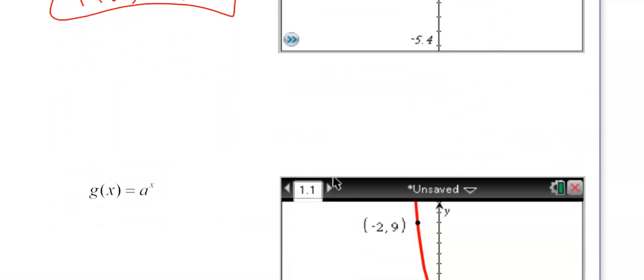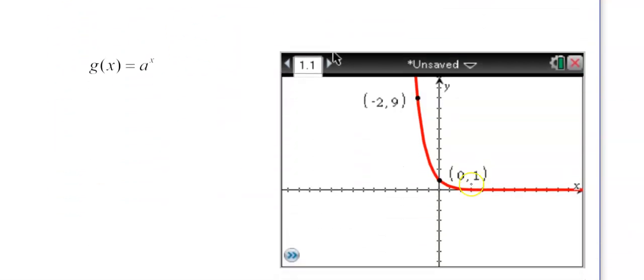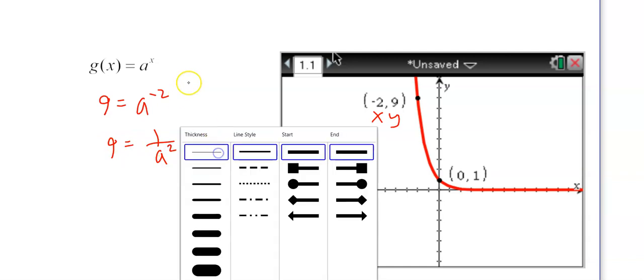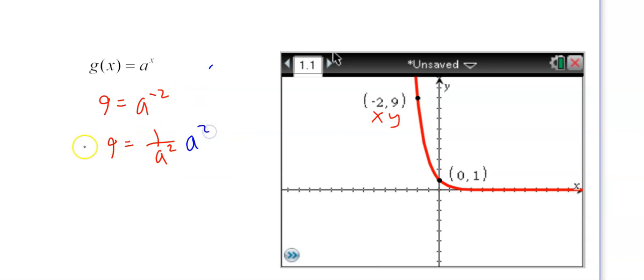Let's try a little tougher version of that. So same thing, don't plug in 0, 1, let's plug in this one. So y is like g of x, so 9 equals a to the negative 2. This is a little tougher. So 9 equals, I hope you know that's a reciprocal function, that's 1 over a squared. To solve that, I would multiply both sides by a squared. And you get 9a squared equals 1, so divide by 9, and a squared equals 1/9.